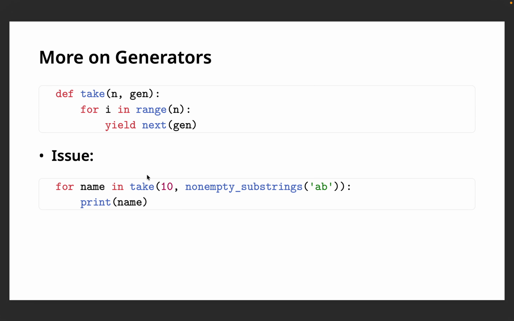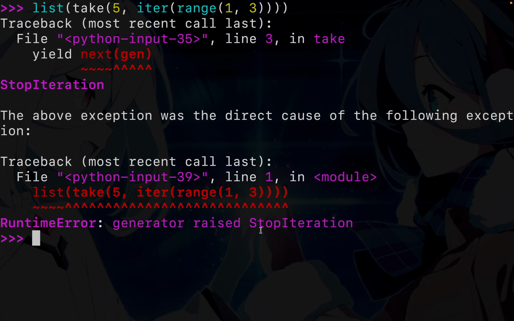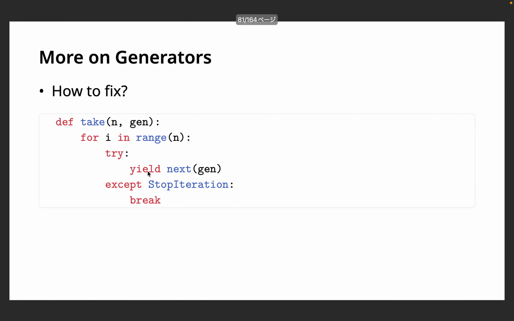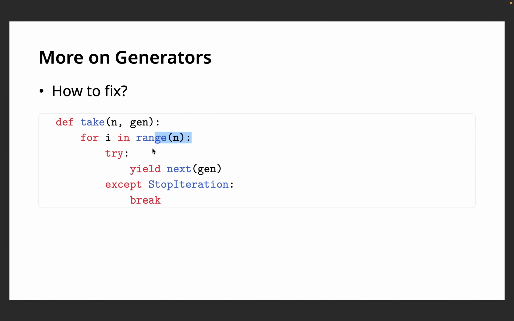So there's a slight problem here. If we're taking too many elements, so this is a lot longer than this sequence here, then in order to work around that, we have to handle short sequences. So this will give us an error, StopIteration. So how do we work around that? Well, one way is to explicitly handle the StopIteration like this. So use a try except block. So this will solve this problem.